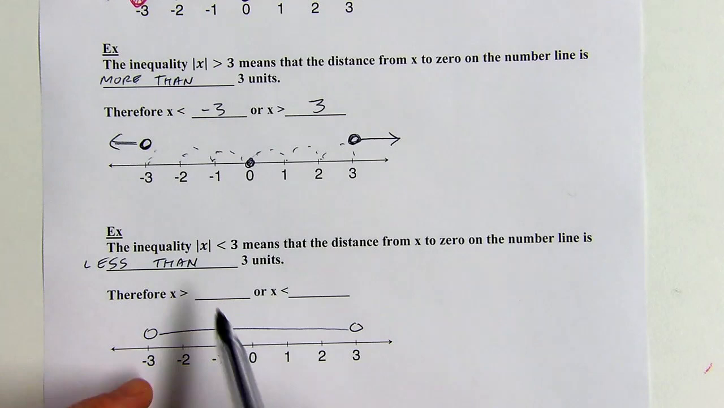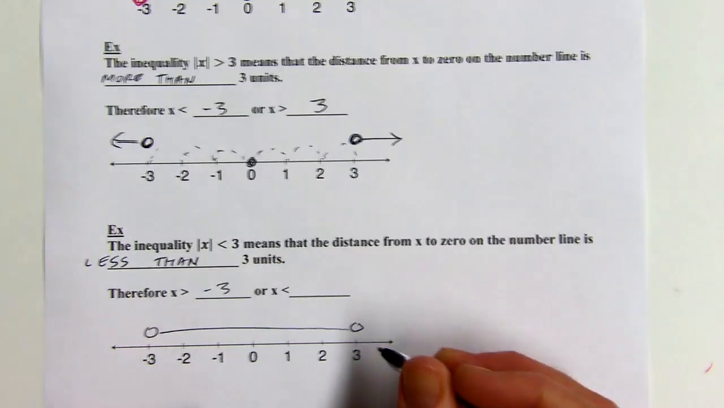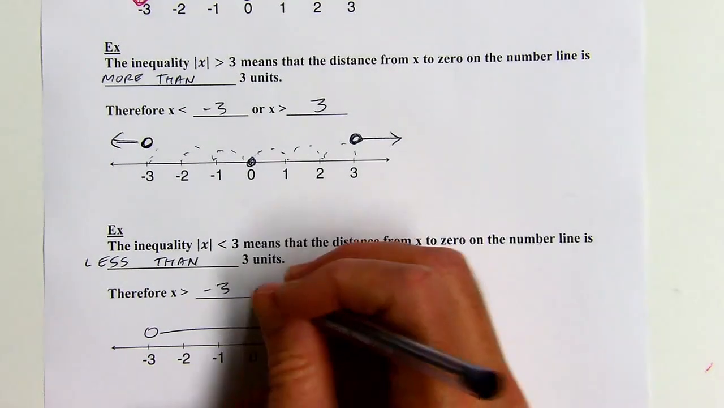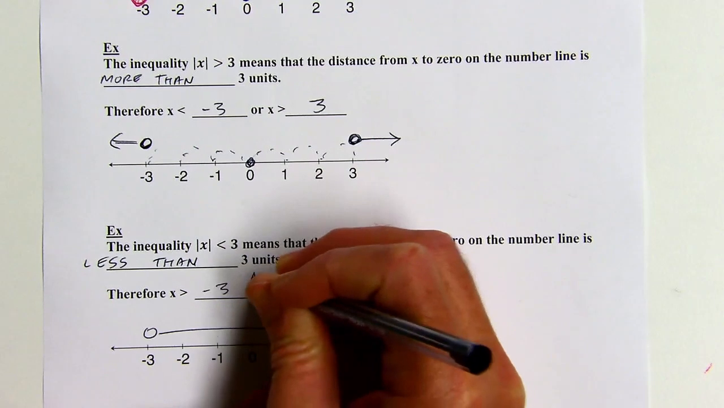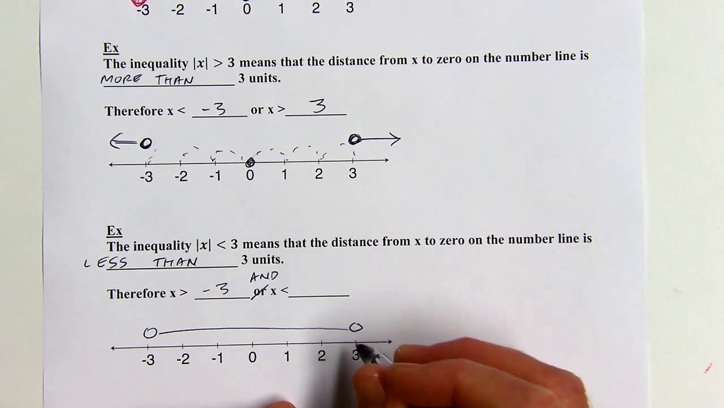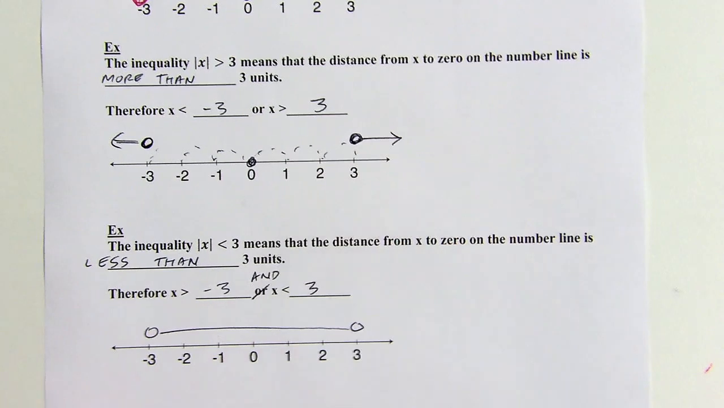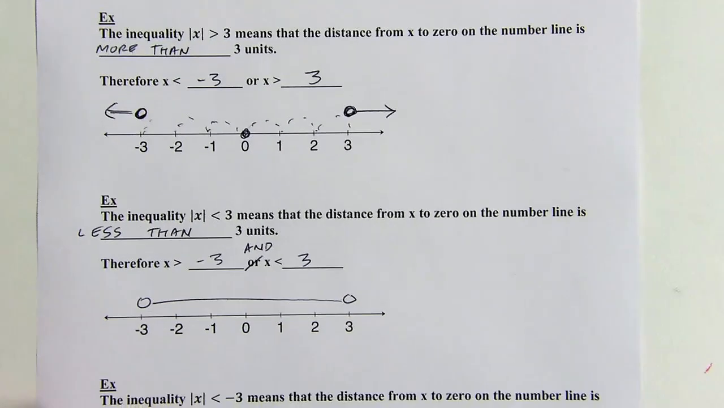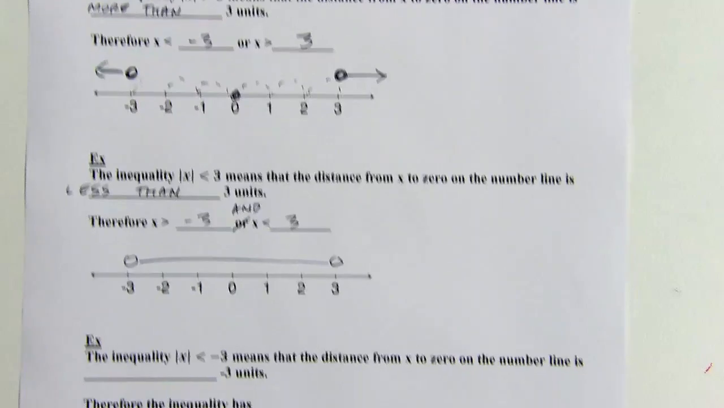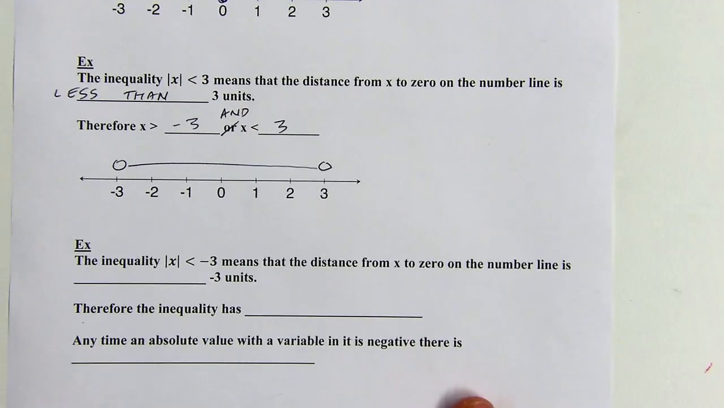So I could say x is greater than negative 3. This should really say and. I'll switch that on the note-taking guide. And x is less than positive 3. So it's in this region.